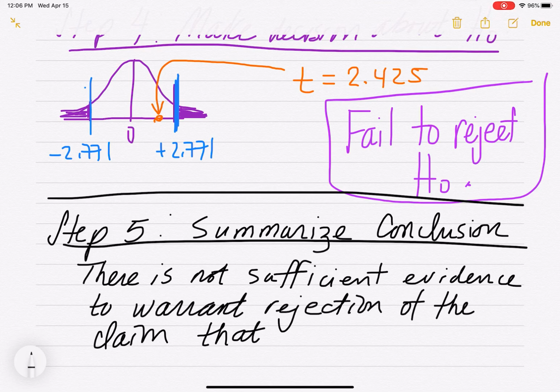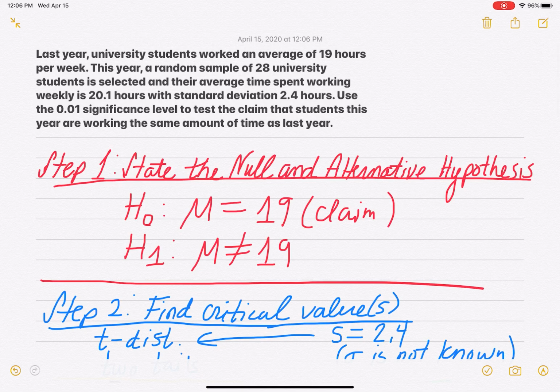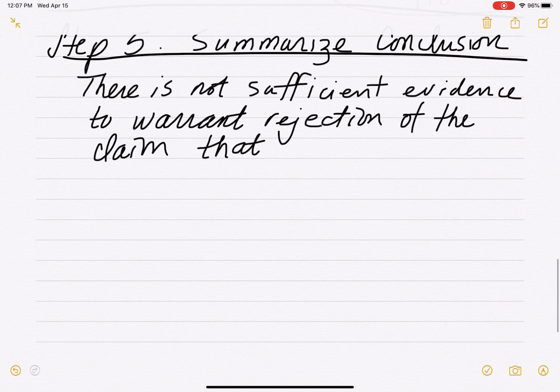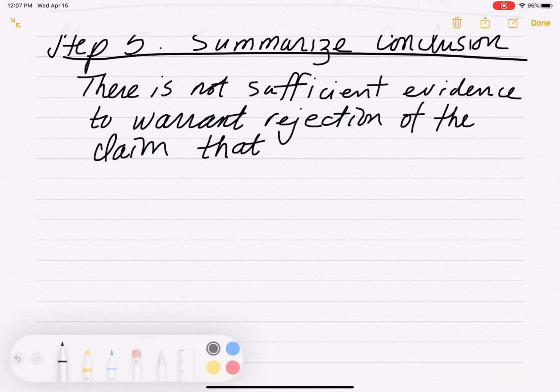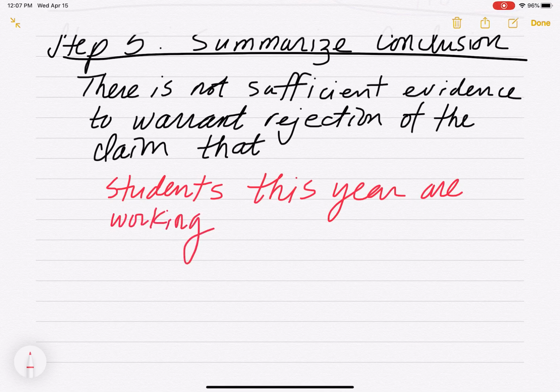Let's remember what our claim actually was. The claim that we were trying to test: the claim that students this year are working the same amount as last year. There is not sufficient evidence to warrant rejection of the claim that students this year are working the same amount as last year.